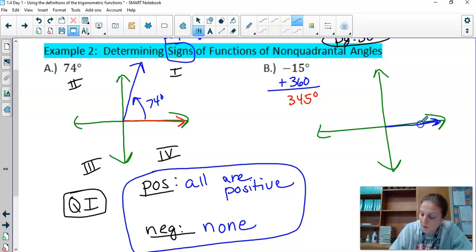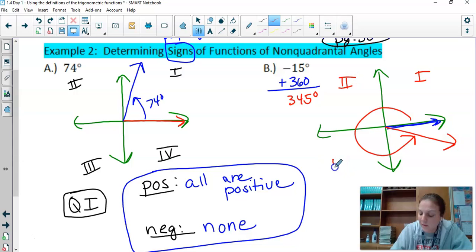Start here at 0, rotate around counterclockwise. If you go straight up, that's 90, 180, 270, 360. We need something just a little bit less than 360. So maybe something like that. The important part is that we're looking at the quadrant that this angle sits in. And this angle sits in quadrant 4.